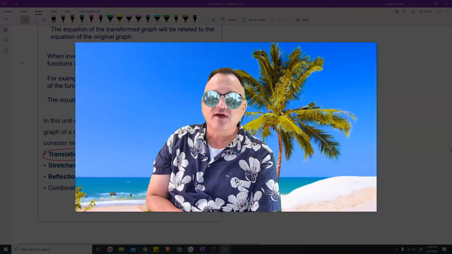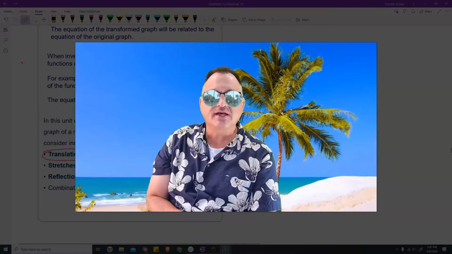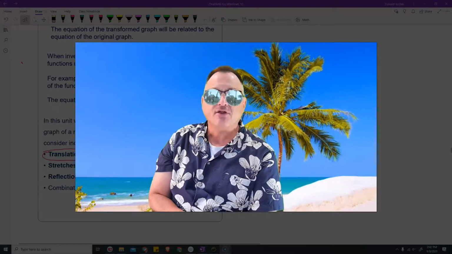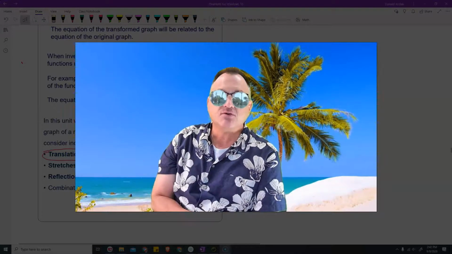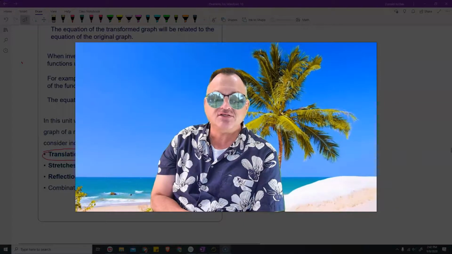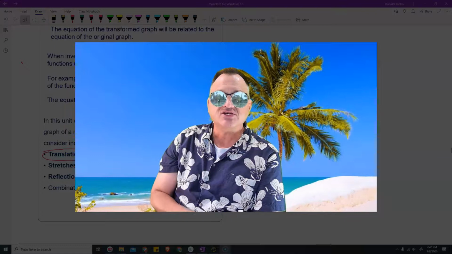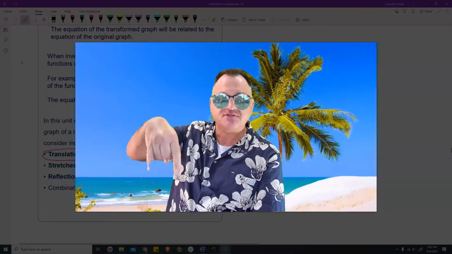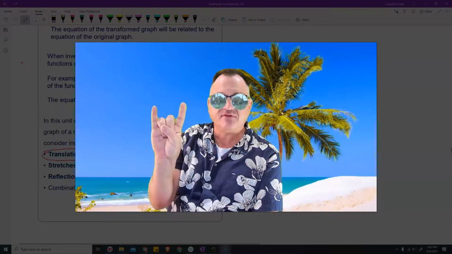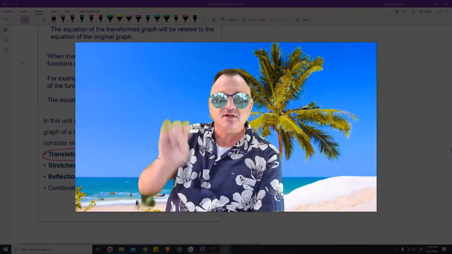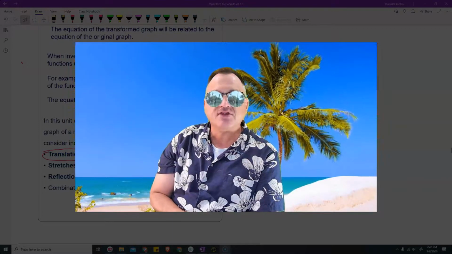Today we move on with functions and we're looking at transformations. There are three types of transformations that we'll learn about. Translations, which are slides, okay? Reflections, which are flips, and you can flip right and left, and you can flip up and down. Okay, and then the last one are called dilations.